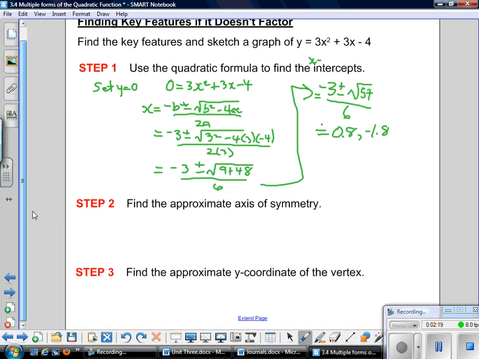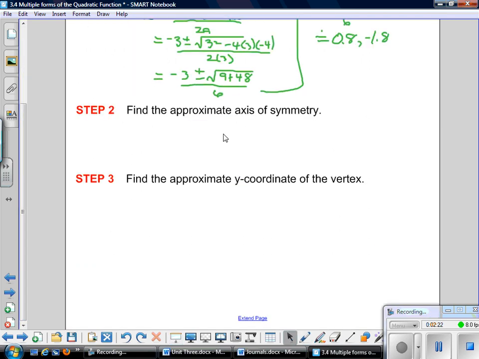So I'm going to do the same thing that we did on the previous page, which is add those and take the average of them. So we would have 0.8 plus our negative 1.8 divided by 2 for approximately, remember, negative 0.5. So the axis of symmetry is approximately x equals negative 0.5.